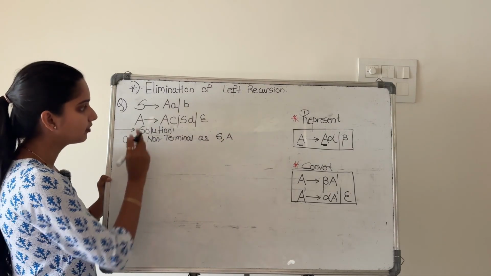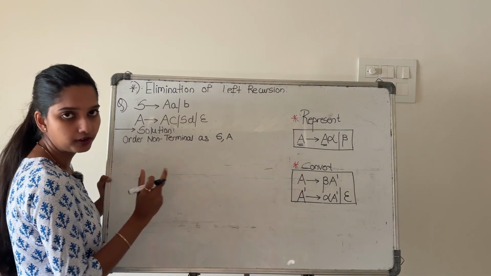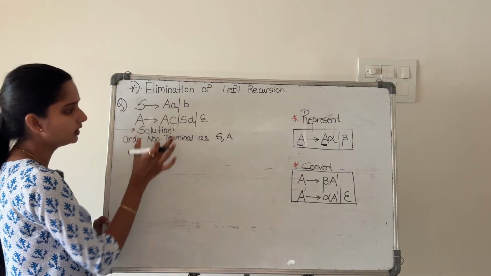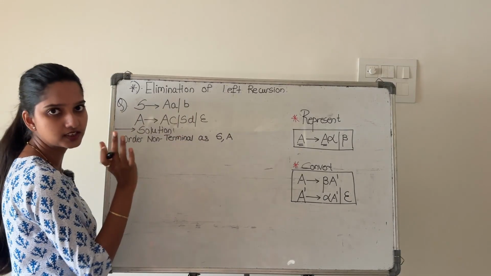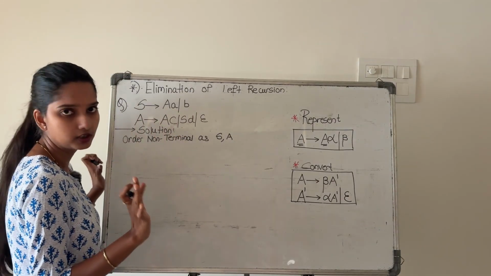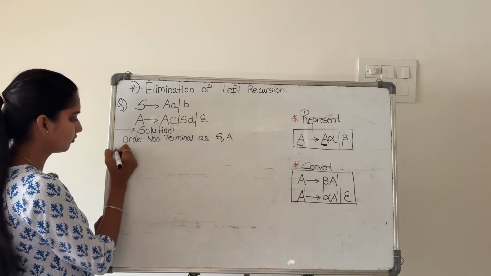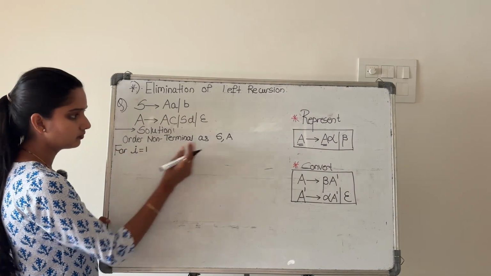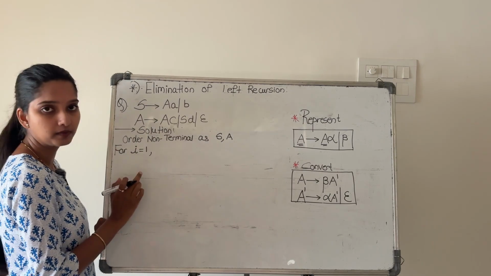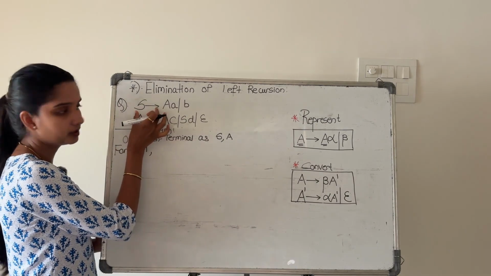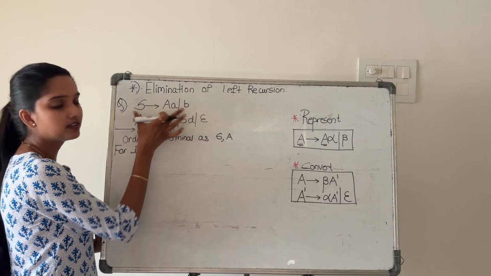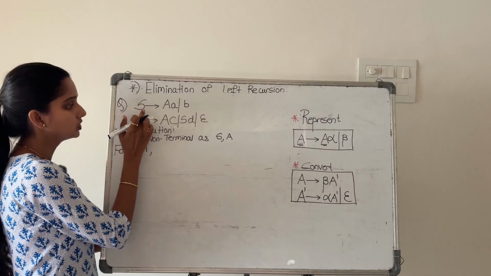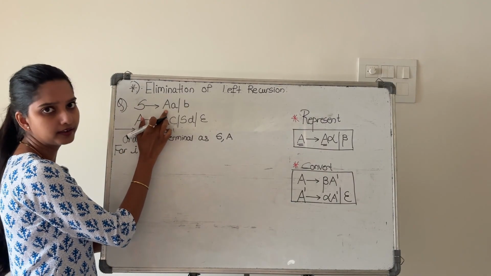Next, you're going to check for each non-terminal whether it has a left recursive production or not. Let's start with the first one. For i equal to 1, that means for the first non-terminal, just check if it is giving me a left recursive grammar or not. This is a production of the non-terminal S. Is S repeated over here? No, it is not repeated.